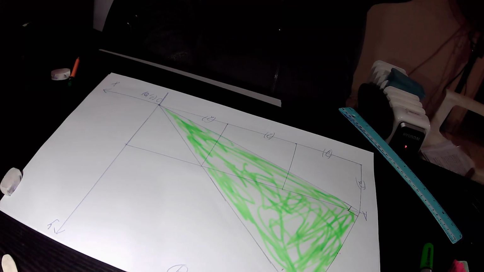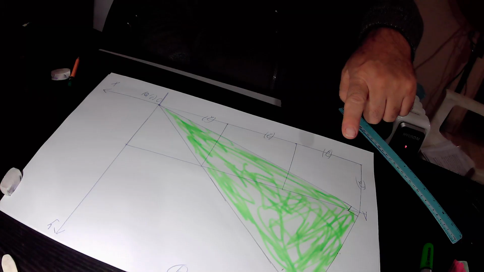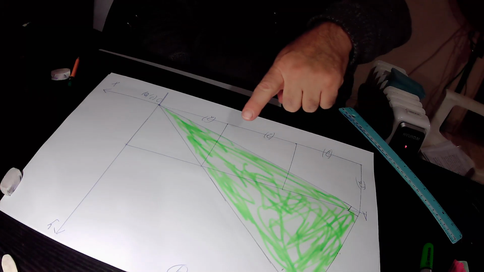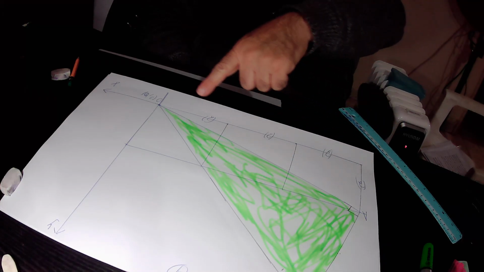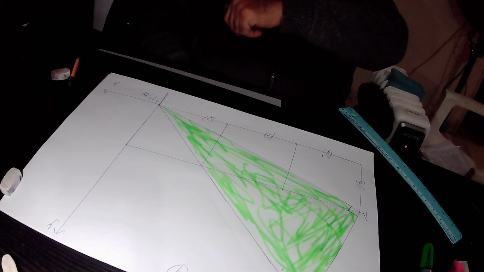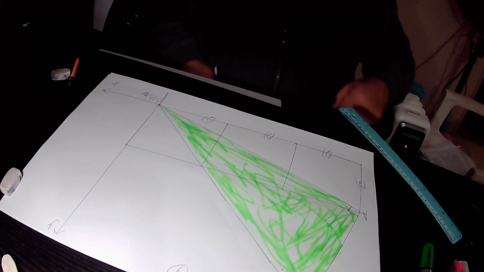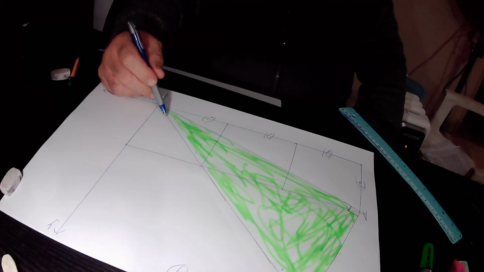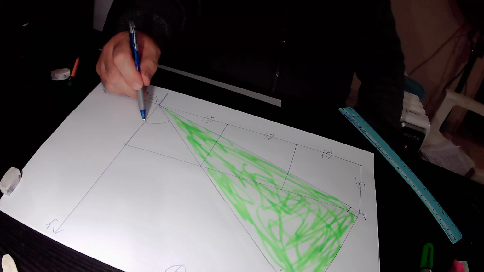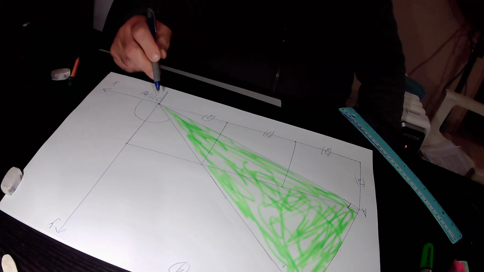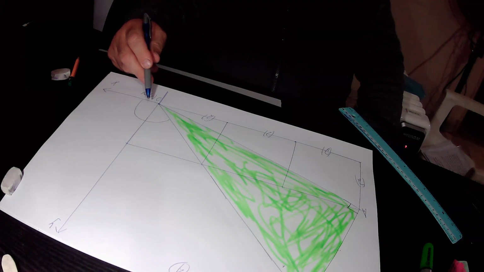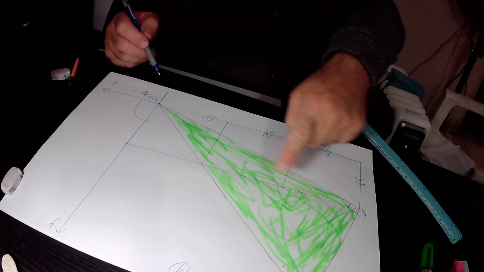The slope of a straight line is the tangent of the angle that the straight line creates with the positive side of the x-axis. So we are talking about this angle. The tangent of this angle is the slope of this straight line BO.